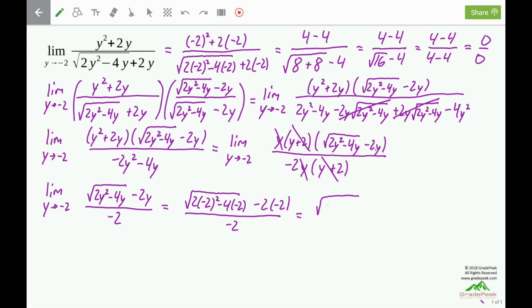Negative 2 squared is 4 times another 2 is a positive 8. Negative 2 times a negative 4 is another positive 8, and then a negative 2 times a negative 2 is a positive 4, and all of that's over a negative 2. That will give us the square root of 16 plus 4 divided by negative 2. The square root of 16 is a 4, so we have a 4 plus a 4 over a negative 2, or an 8 over a negative 2, and an 8 and a 2 can reduce to become a negative 4.